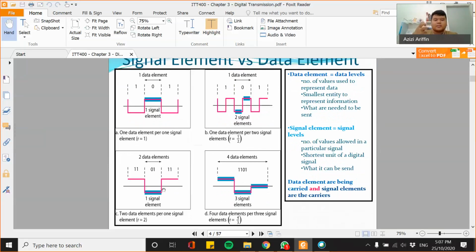So what we want is to have fewer signal elements but send more data, because we always want to send more data. So for the data rate, that means we have r equals 2. Okay. So r represents the ratio of data elements to signal elements, right? Or we have four data elements, but in order to send them we need three signal elements, maybe three transitions in the signal. Only then can we represent 1, 1, 0, 1. So r equals 4/3, right?